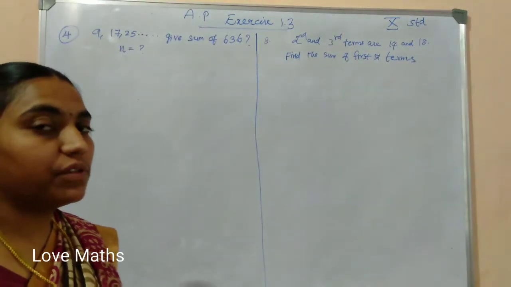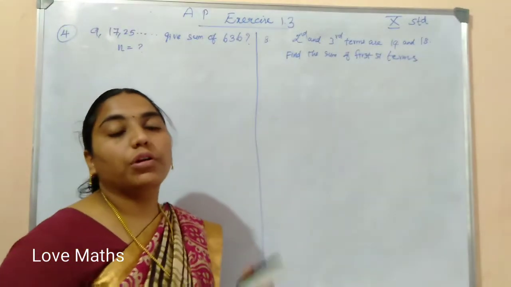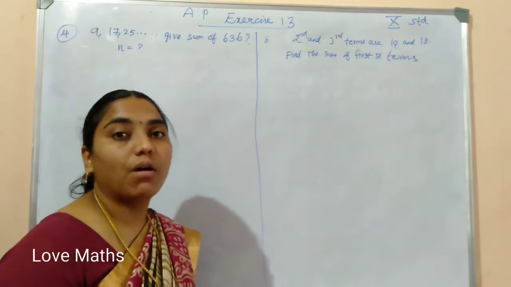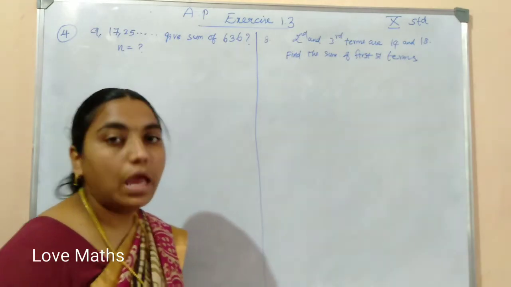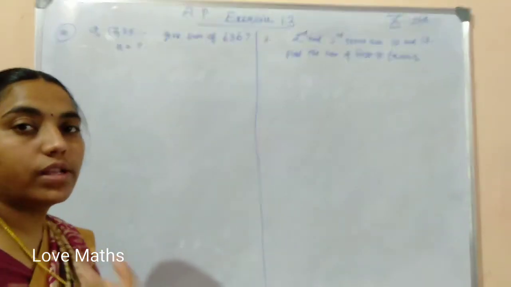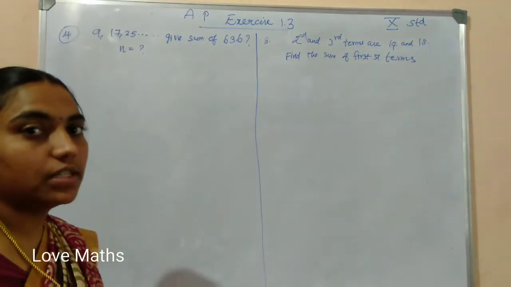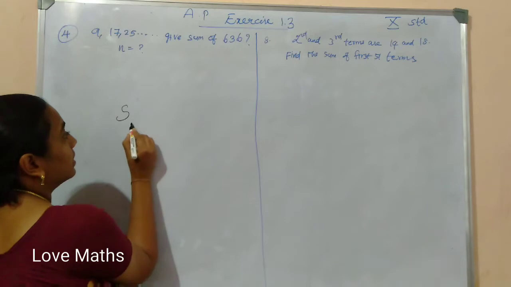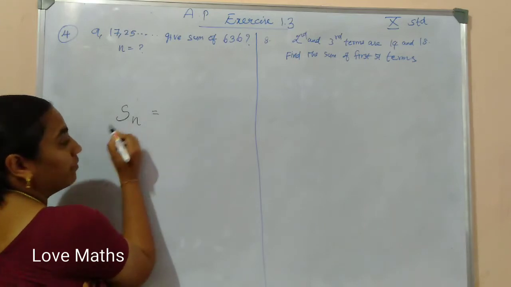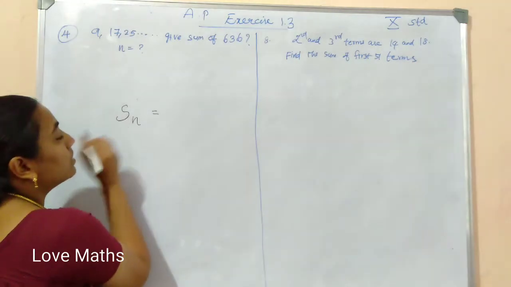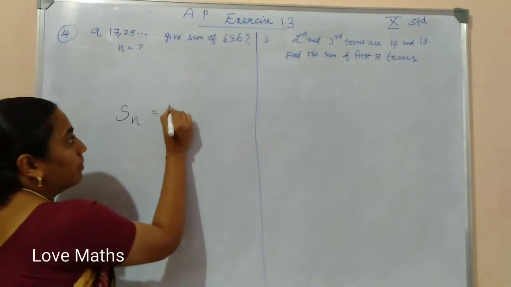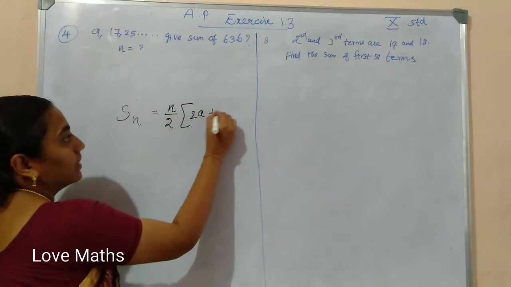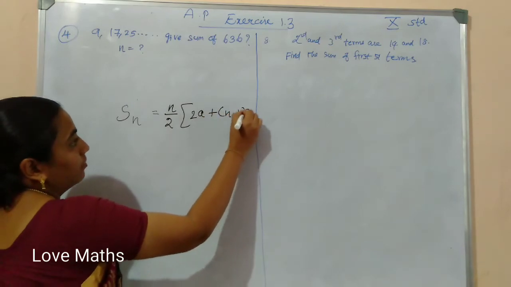Exercise 1.3, a few sums. Before going to exercise 1.3, you have to know the formulas for the sum of an arithmetic progression. Sum means you should add all the numbers in that sequence. That is the sum. So what is the formula? The sum is denoted as Sn, where n is the number of terms. The nth term sum formula is n by 2 into 2a plus n minus 1 into d.